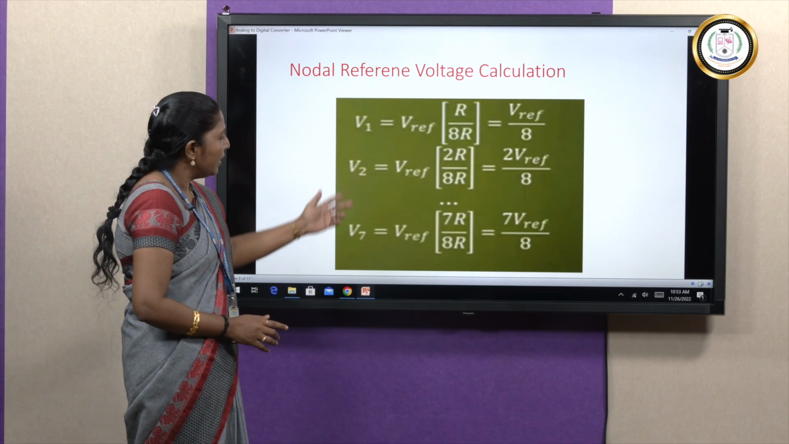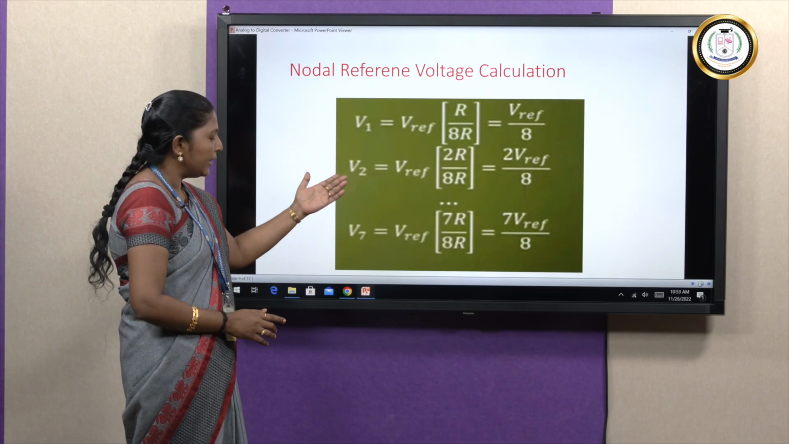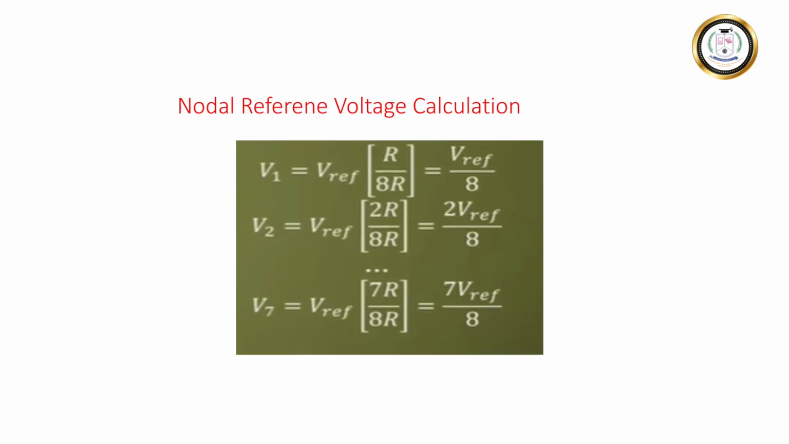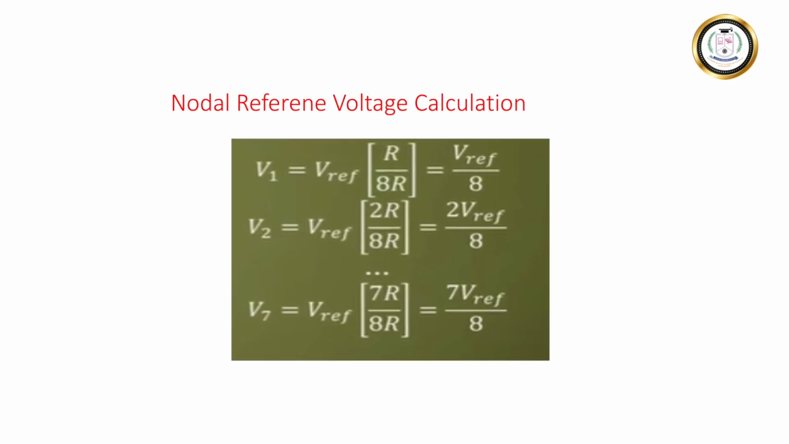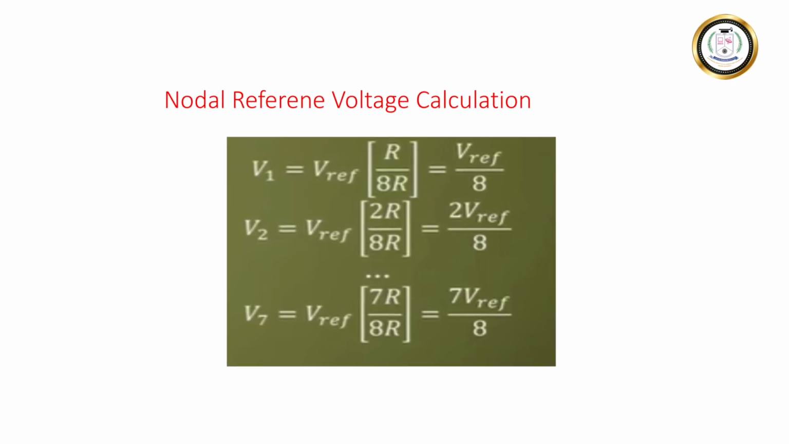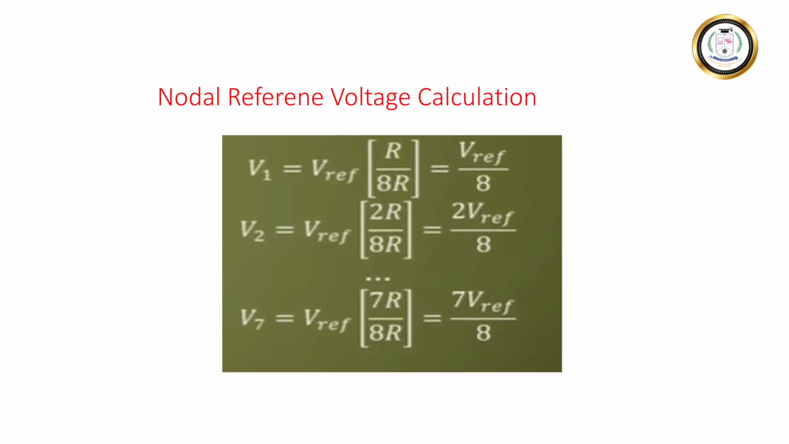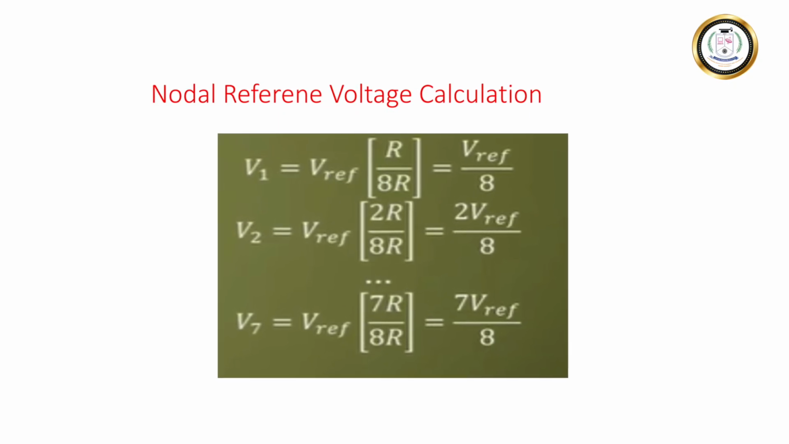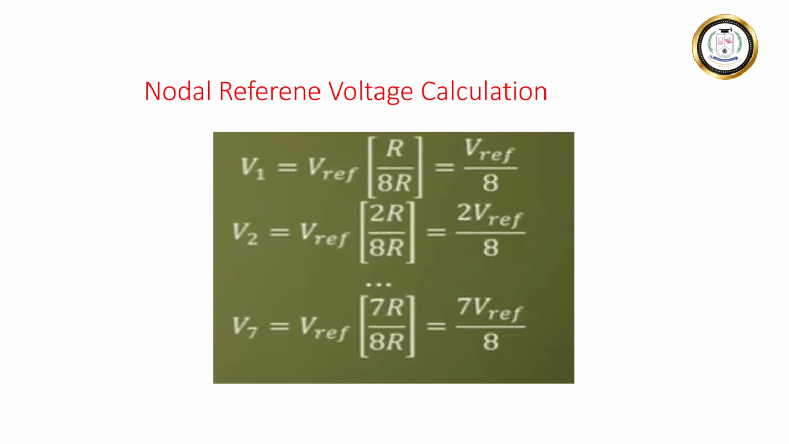This is the formula by which we get the nodal voltage. As I said, the first nodal voltage will be the reference voltage into resistor divided by total resistance. There are 8 resistors, so 8R. V reference into R by 8R, so V reference by 8. Likewise, each nodal voltage will be divided.